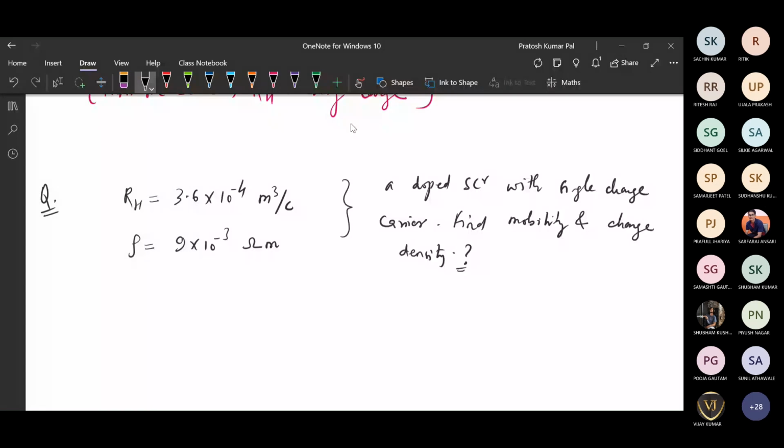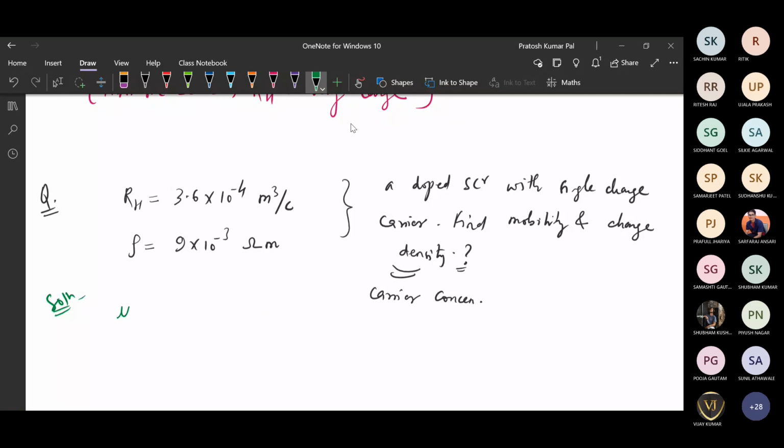So here charge density, or density of charge, means the carrier concentration basically. So this charge density is nothing but the carrier concentration. We need to find out the carrier concentration. Okay. So these are the two cases given. RH and rho are given. So from there we can have the relation. We need to find out the mobility.